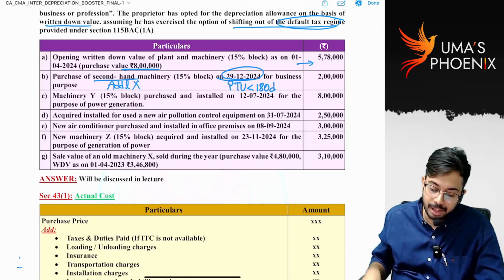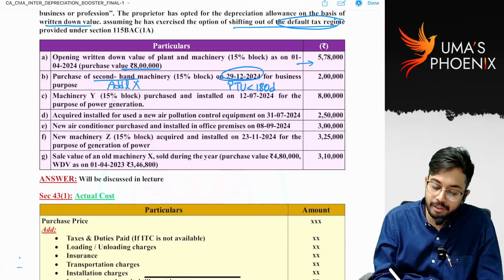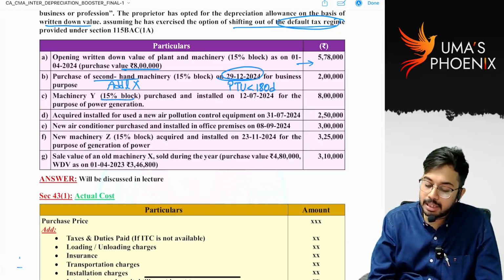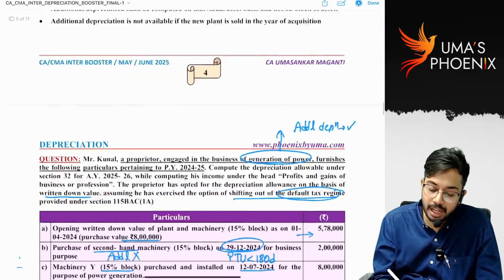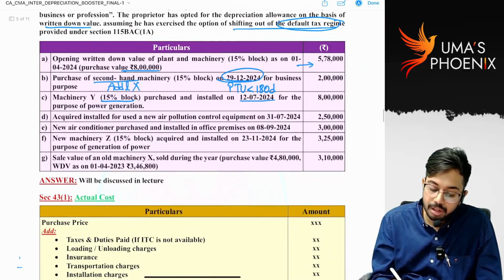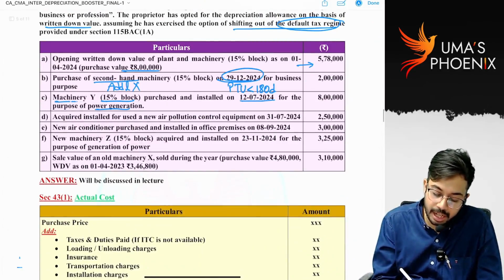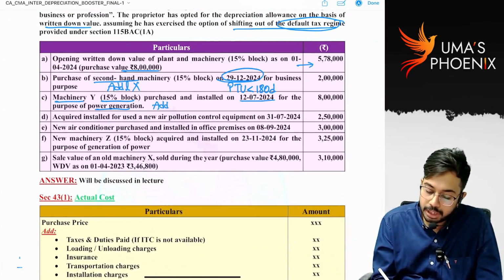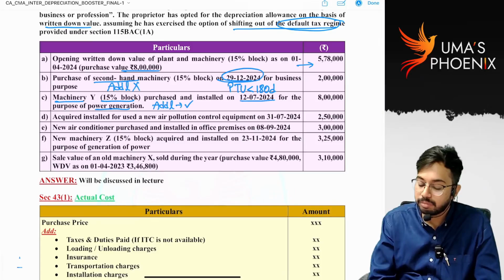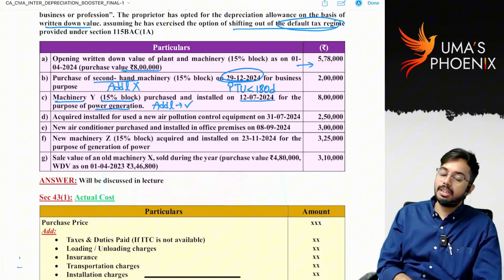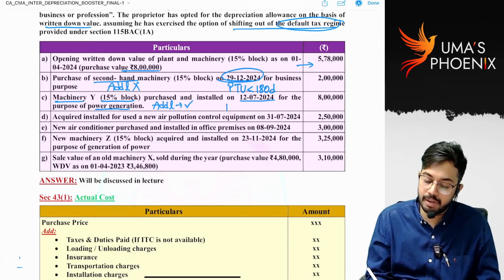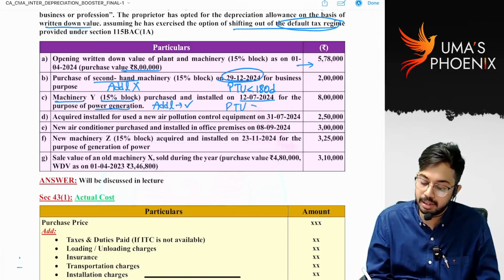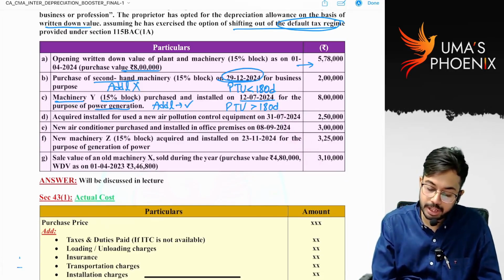Okay. Next, machinery Y, 15% block, purchased and installed on 12th July 2024 for generation of power. See, it is new machinery, right? So additional depreciation is available. When it was purchased, 12th July, that means put to use greater than 180 days or less than 180 days? So we will calculate full rate of depreciation.